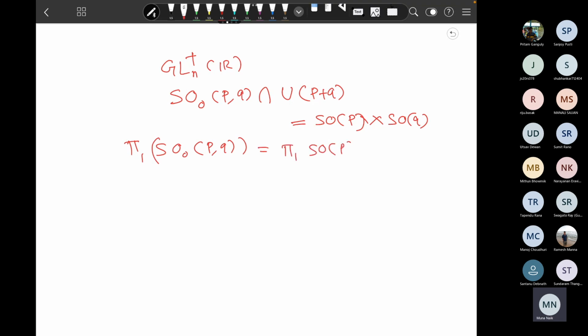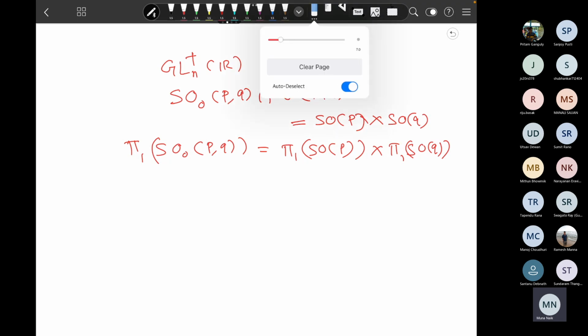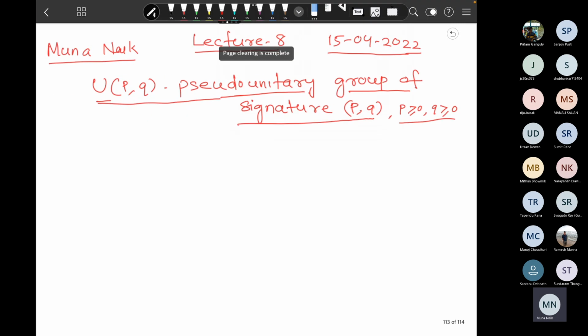From there you can get that phi1 of SO naught(P, Q) is something like phi1 of SO(P) cross phi1 of SO(Q). This is a very important thing, and we will later use it. So now today we will discuss something called the pseudo-unitary group.